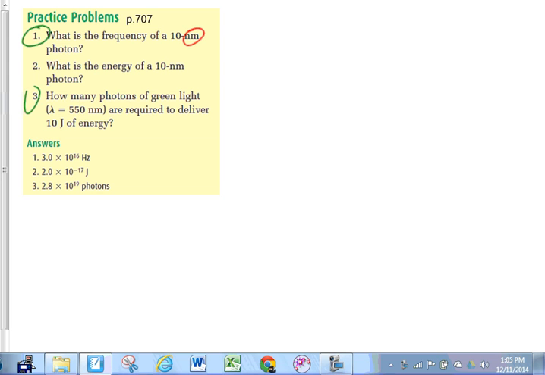Now, the temptation when we're doing a question like this is to go straight to the equation that I just showed you. E is equal to hf or E is equal to hc over lambda. That can actually work, but it's not the easiest way to do this. The easiest way to do this question is to go back to physics 20, actually. V is equal to F times lambda.